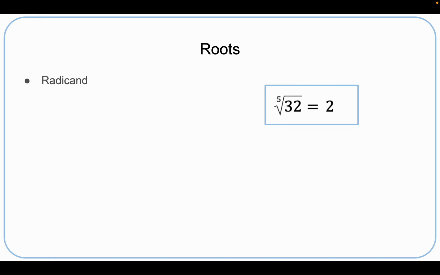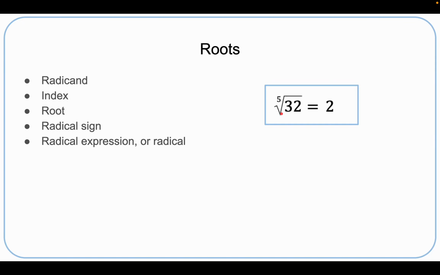Okay, and now here's the vocabulary that is related to roots. So we have the radicand, that would be 32 in this case. The number that's inside of that symbol is called the radicand. The index is the little number on the outside, so 5 in this case is the index. The root is your answer, so 2 is the root. And then you have your radical sign, which is this symbol here. And then all of this together is the radical expression, or you could just call it the radical.